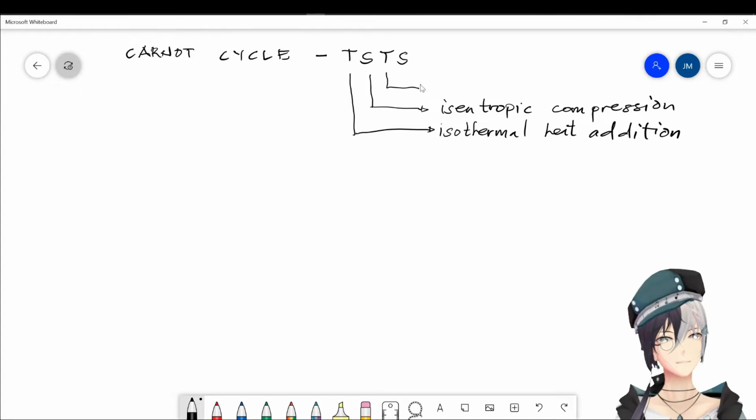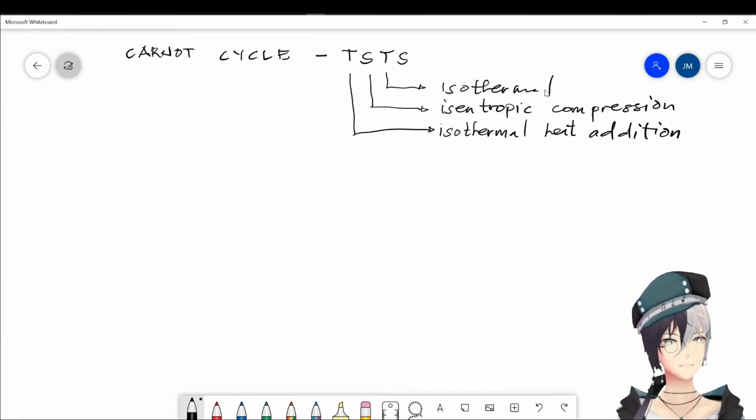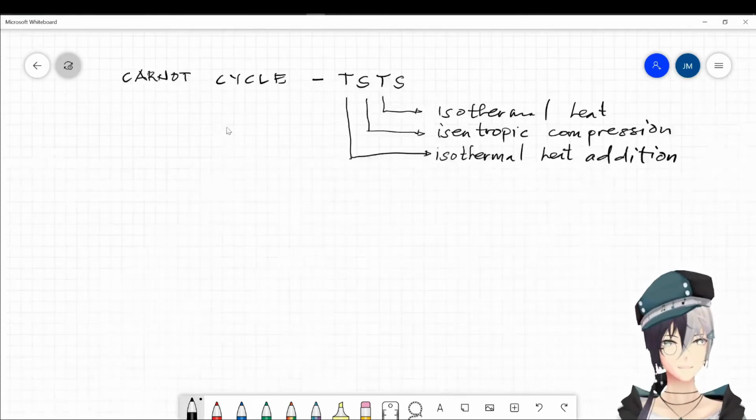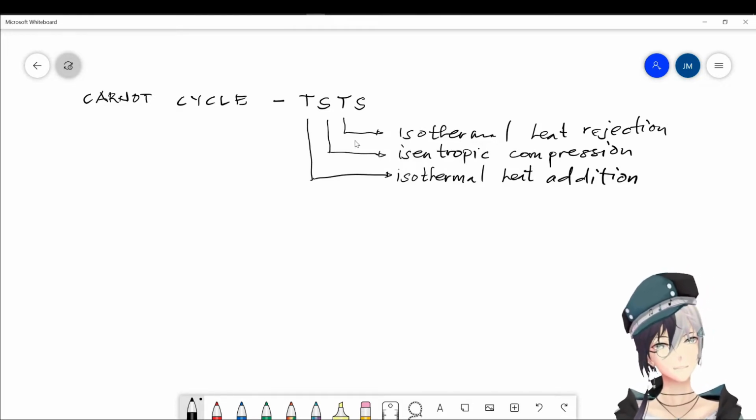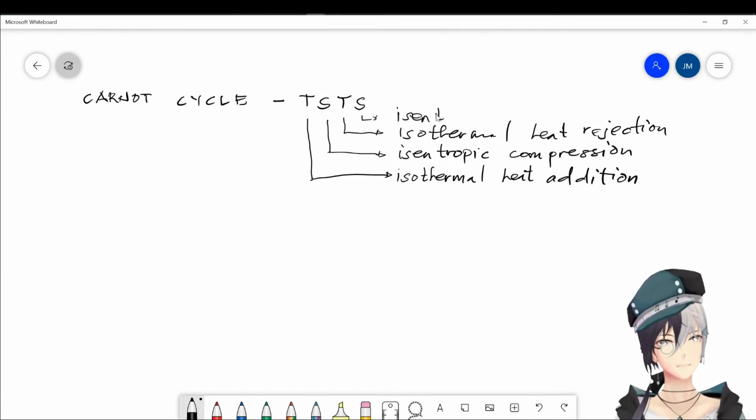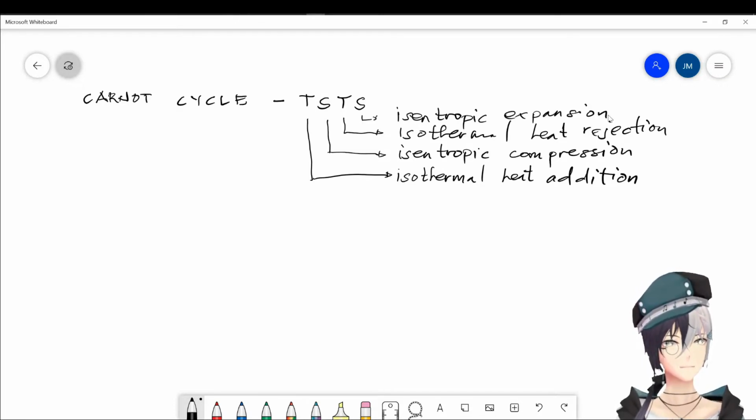And then isothermal heat rejection. Let me write it here. And then isentropic expansion. Okay? So TS, TS.